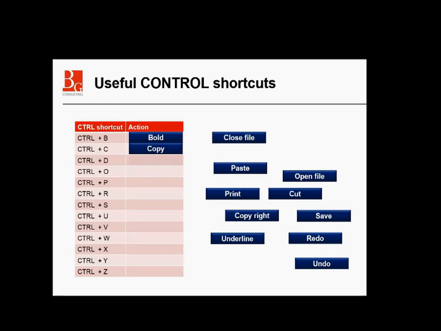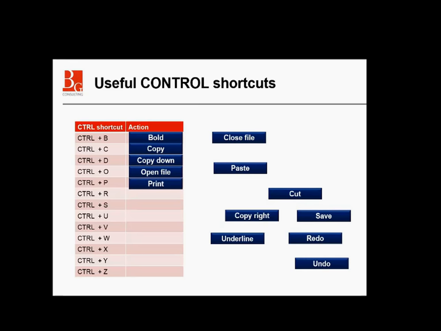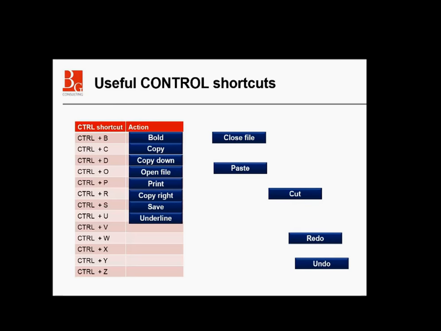Control B is to bold. Control C is copy. Control D is copy down the contents of the cell above. Control O is open file. Control P is print. Control R is copy right. Control S is save.